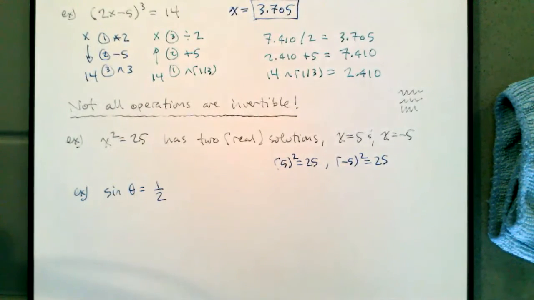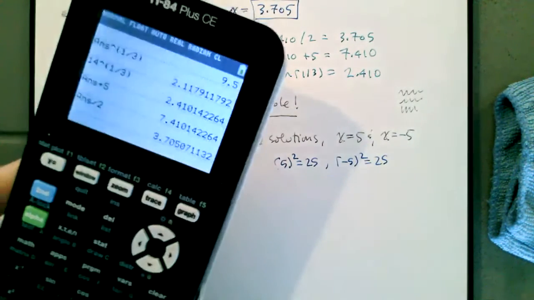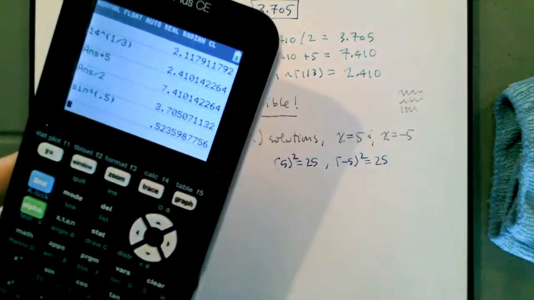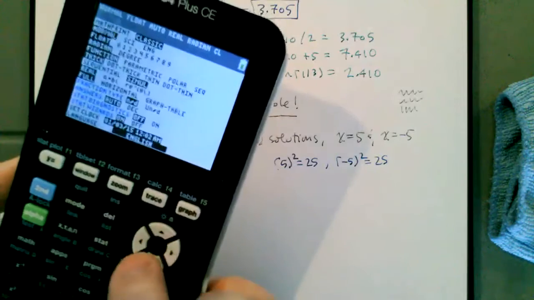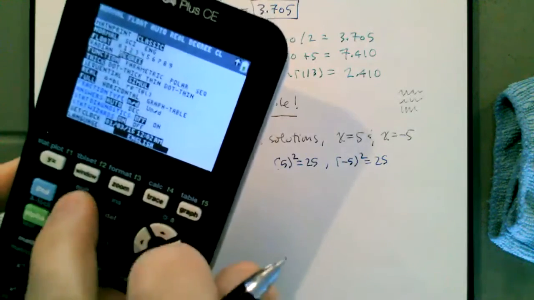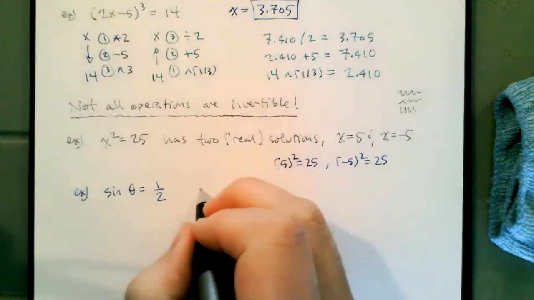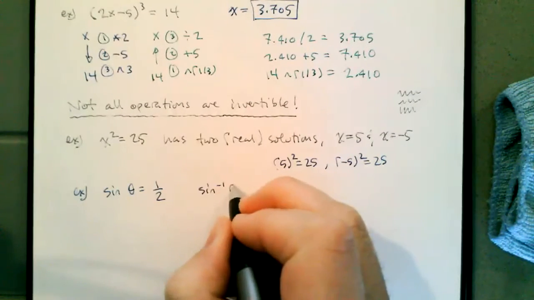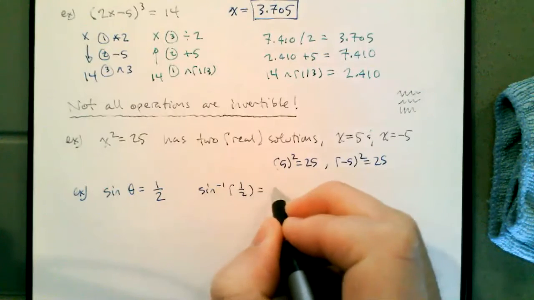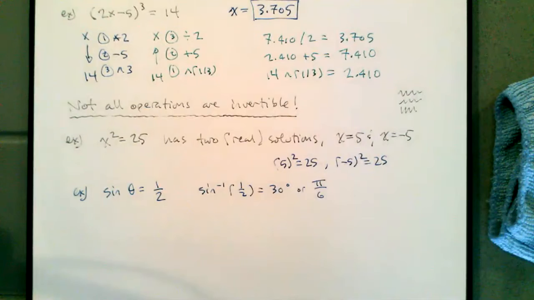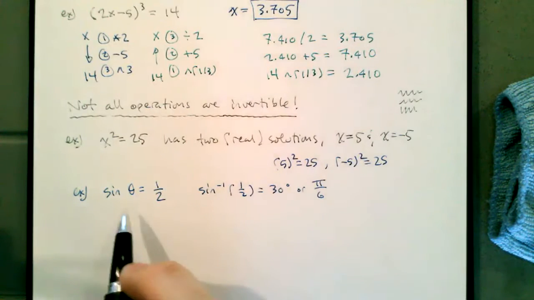If we just do the inverse function, if we just grab our calculator and do an inverse sine of 1/2, we get pi over 6, or if we're in degrees, 30. So the sine inverse of 1/2 is going to be 30 degrees, or pi over 6 radians. But this is not the only value of that. This is not the only solution to the equation.